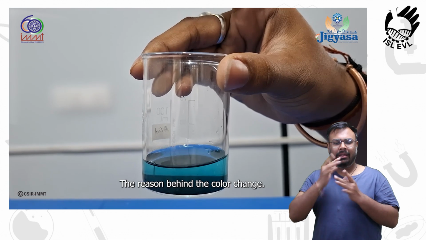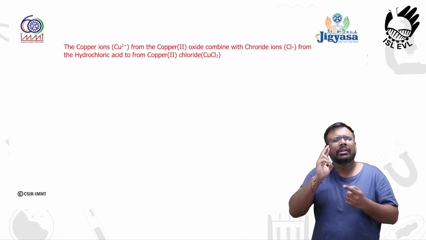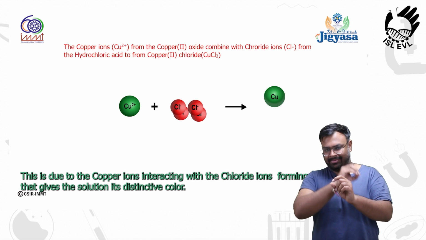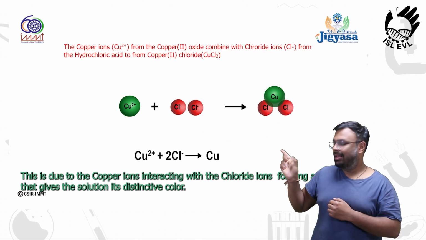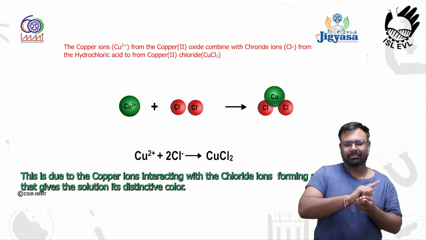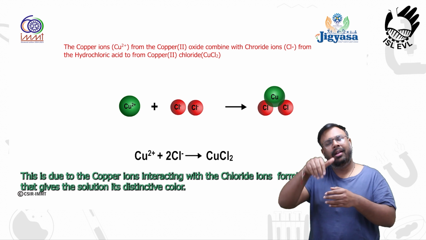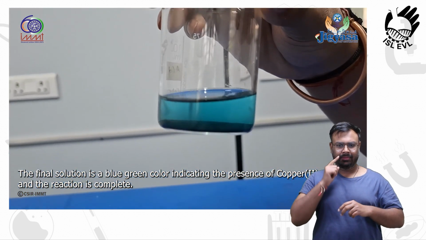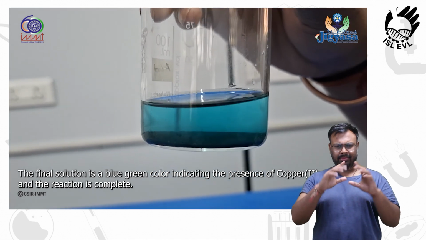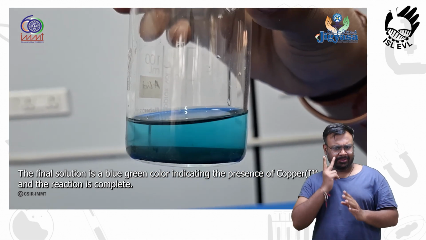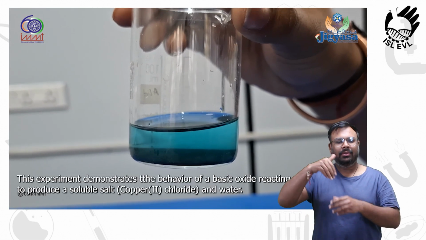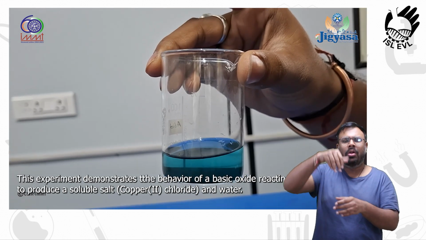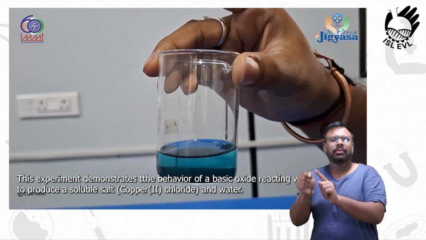And the reason behind the color change: the copper chloride formed in the solution is blue-green in color. This is due to the copper ions interacting with the chloride ions, forming a soluble salt that gives the solution its distinctive color. The final solution is a blue-green color, indicating the presence of copper chloride, and the reaction is complete. This experiment demonstrates the behavior of a basic oxide reacting with an acid to produce a soluble salt and water.